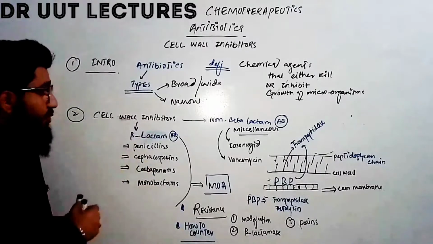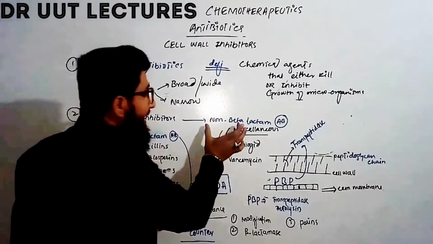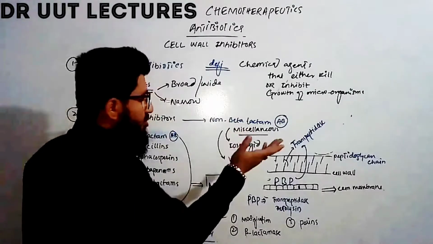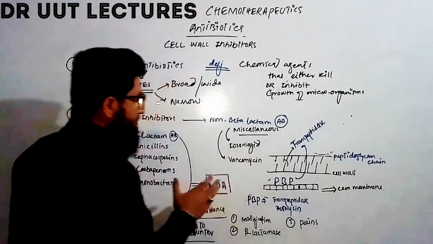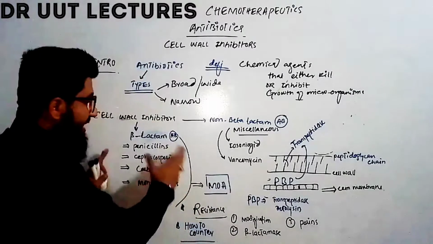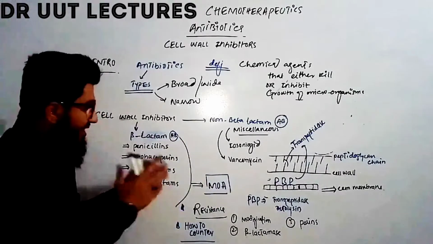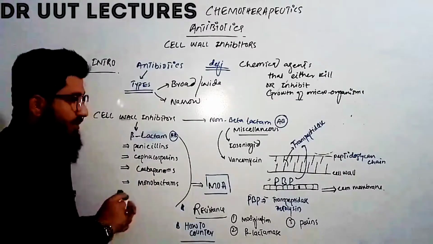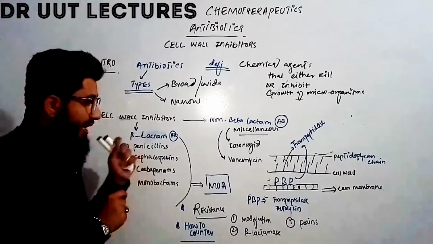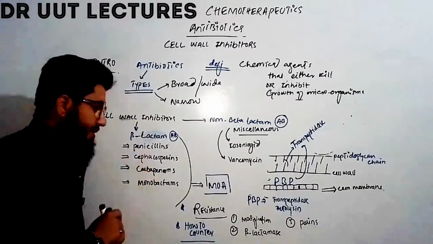And in the cell wall inhibitors, we'll be talking about the beta-lactam antibiotics and non-beta-lactam antibiotics, which are also known as the miscellaneous antibiotics. And further, we'll be discussing in this lecture the mechanism of action of the beta-lactam antibiotics, and our specification in this will be the penicillins. Means we'll help you understand this mechanism of action by means of the example, that is the penicillins.